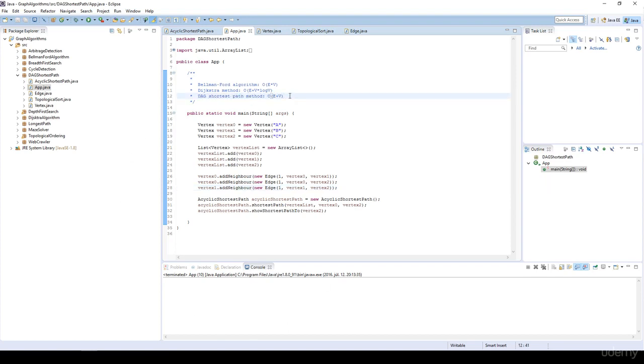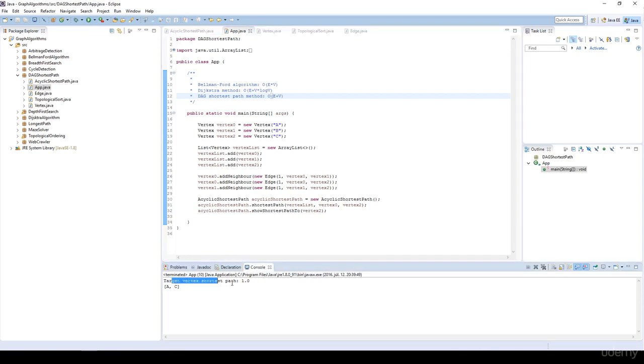Why is it good? Because this is the fastest algorithm in the sense that it is faster than Bellman-Ford and it is faster than Dijkstra. Of course, it is not robust because we are not able to use it for negative edge weights, and we are not able to use it when there's a cycle in the graph. Okay, we have a shortest path with value 1 going directly from A to C.